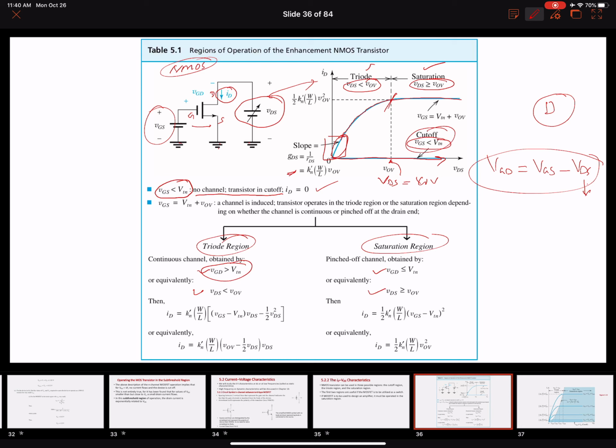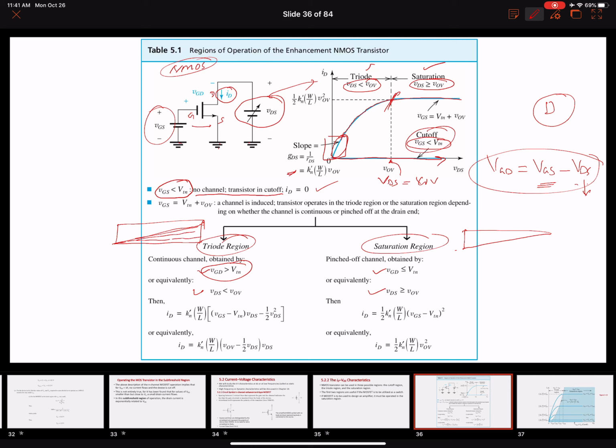However, when it becomes sufficiently larger, as it approaches VGS, or more importantly VOV here, the channel will be pinched off. The channel over here will move from a constant rectangular channel to a trapezium. At saturation, it will be pinched off. Exactly, it becomes kind of a triangle here.